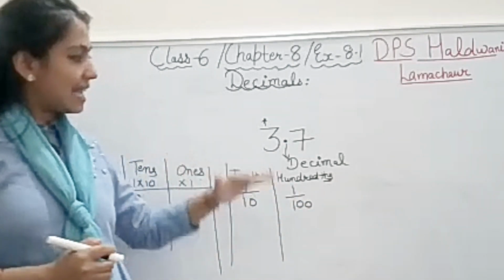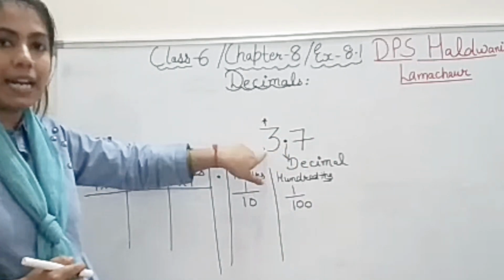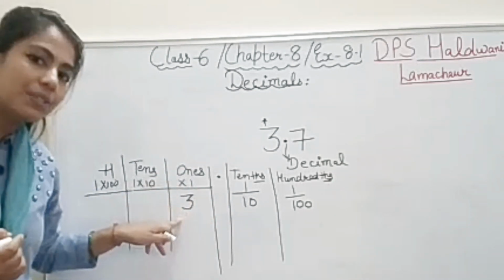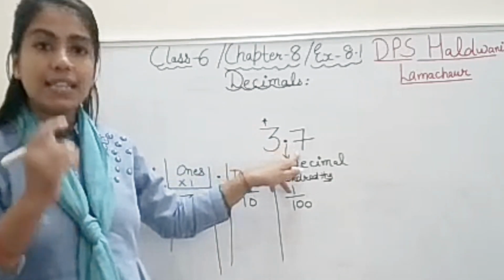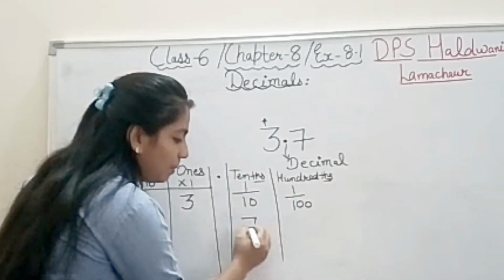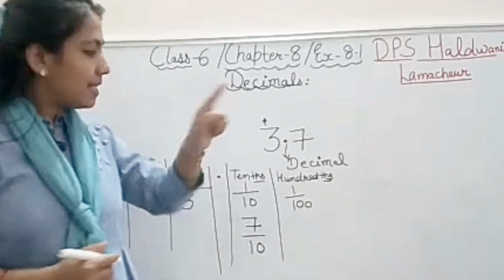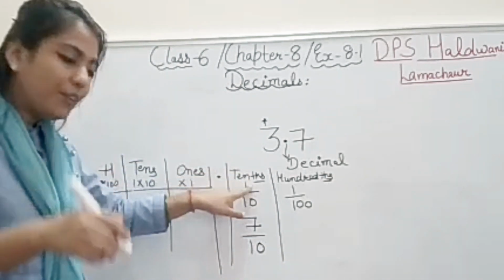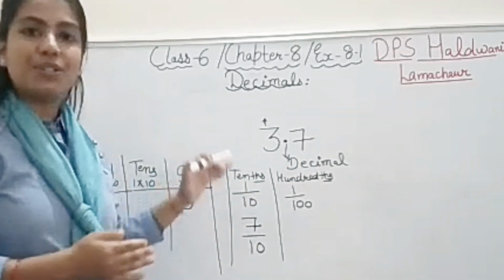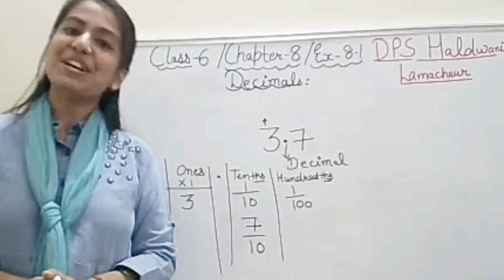Right, students? As you can see, 3.7. 3 is the whole number part and it's the ones place. So the value will be 3 into 1, that is 3 only. Now we have 7 in the decimal part. So it would be the tenths place. So the value will be 7 upon 10. Right, students? The place is tenths and the value for that is 7 upon 10. Got it, students? So this is your second concept, on the basis of which we will have the exercise questions.